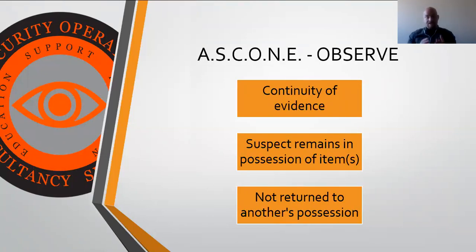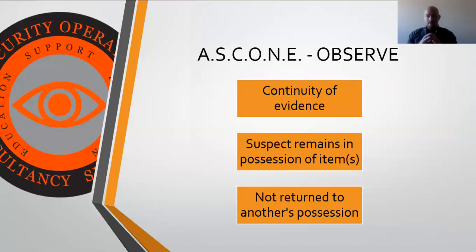Observation then, and this is key, you have to have 100% observation. This is for a couple of reasons. Firstly, continuity of evidence, but mostly to ensure that they remain in possession of the items, and it's not returned to another's possession. It could go back to the store's possession if it's just discarded or left or hidden somewhere, or transferred to another's possession, which is a different issue altogether.